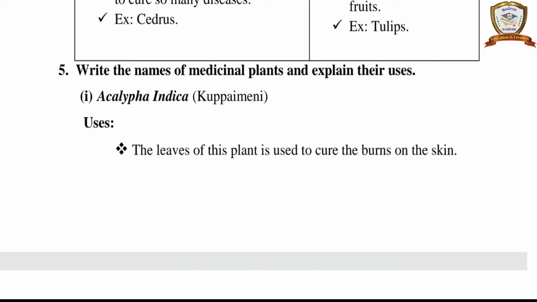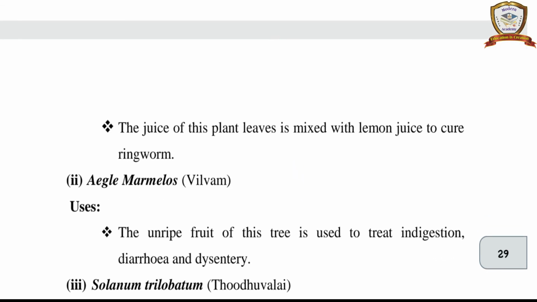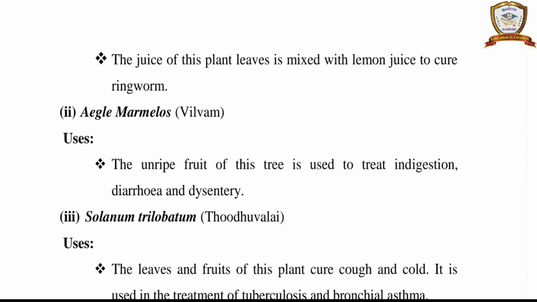Write the names of medicinal plants and explain their uses. First, Acalypha indica, Kuppai meni. Uses. The leaves of this plant are used to cure burns on the skin. The juice of this plant's leaves is mixed with lemon juice to cure ringworm.